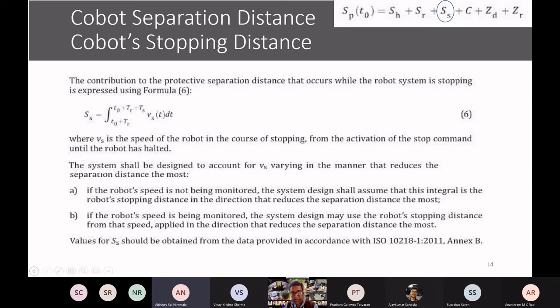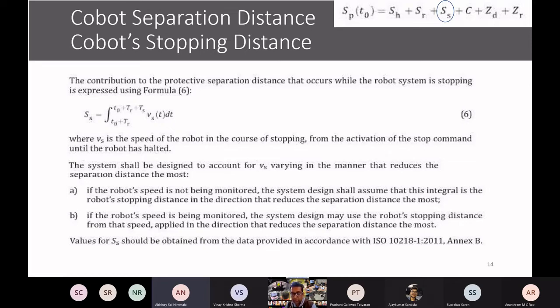Similarly, if the robot speed is not being monitored, the system design shall assume that this integral is the robot stopping distance in the direction that reduces the separation distance the most. And if the robot speed is being monitored, the system design may use the robot stopping distance from that speed applied in the direction that reduces the separation distance the most. So that we never underestimate the safe distance. So we will always use the velocity component towards the operator's hand, which is reducing the separation distance.